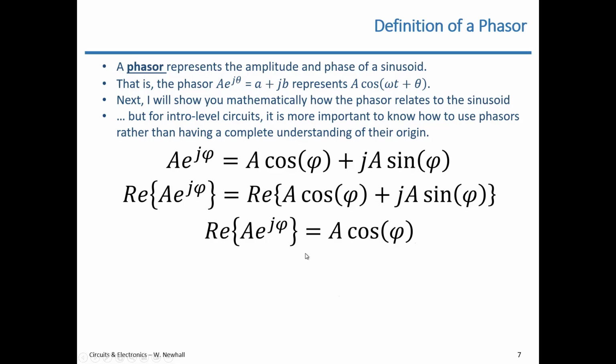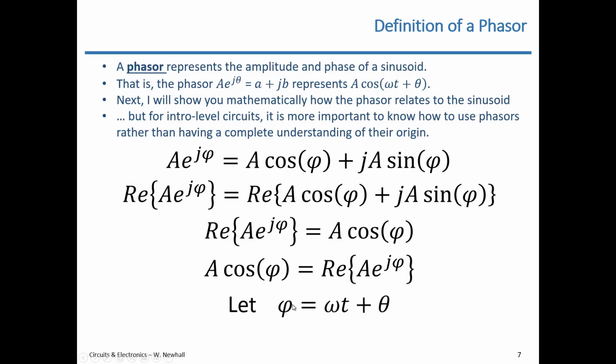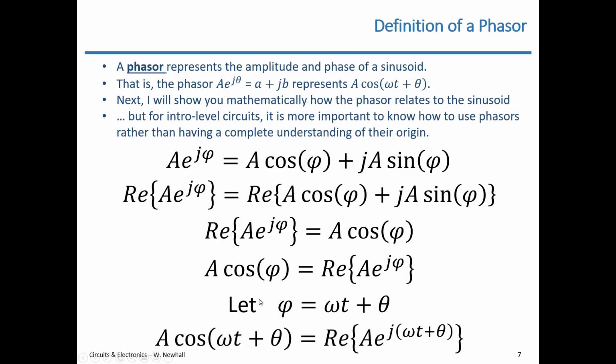So let me flip this around, left to right, right to left. I have this. Now I want A cosine omega t plus theta equals something. So what I'm going to do is just replace it. Let the angle equal omega t plus theta. Let's substitute that in. So you have A cosine omega t plus theta, right there, equals the real part of A e to the j. This was phi, now it's omega t plus theta. Let me write that again. There it is.